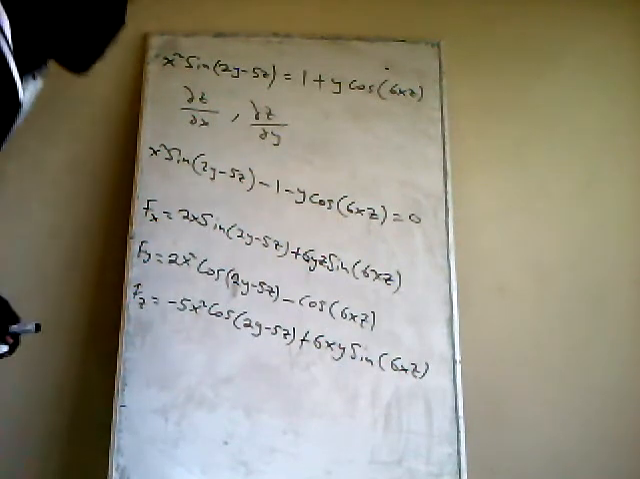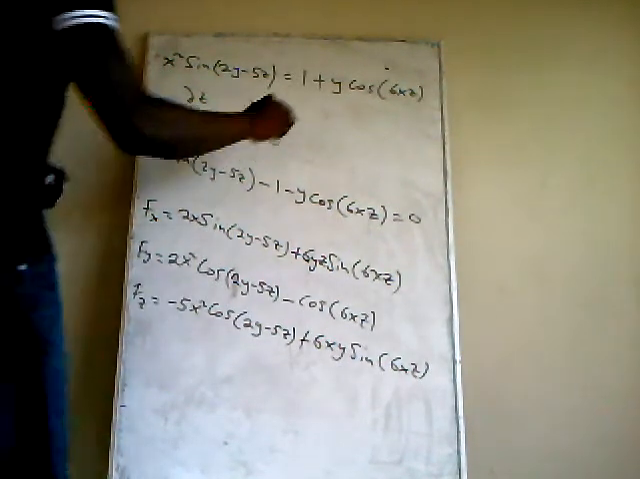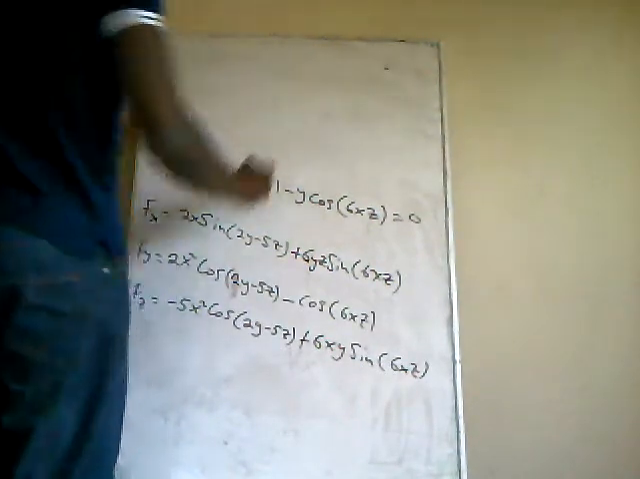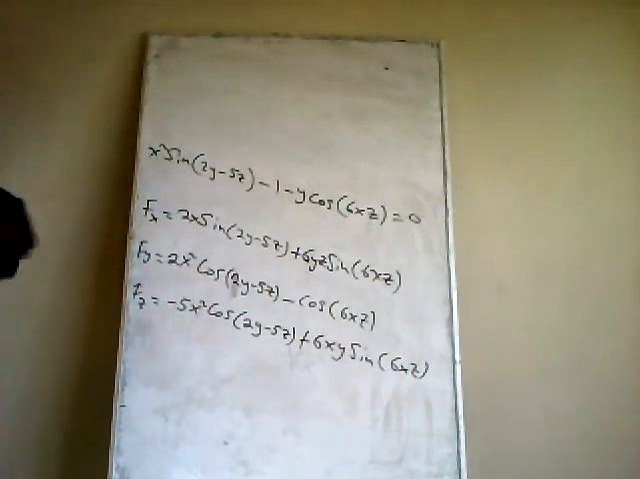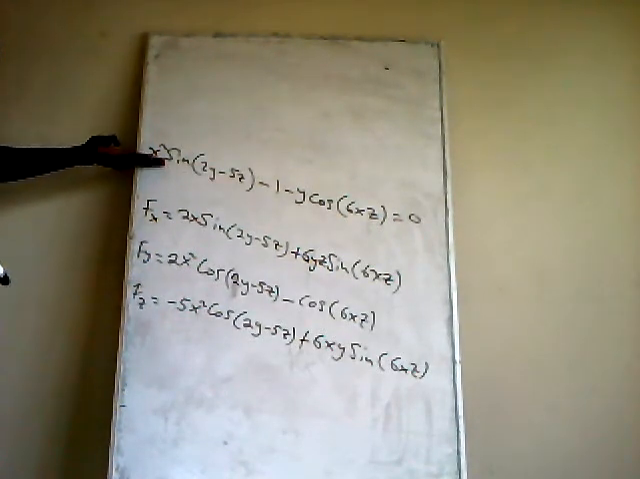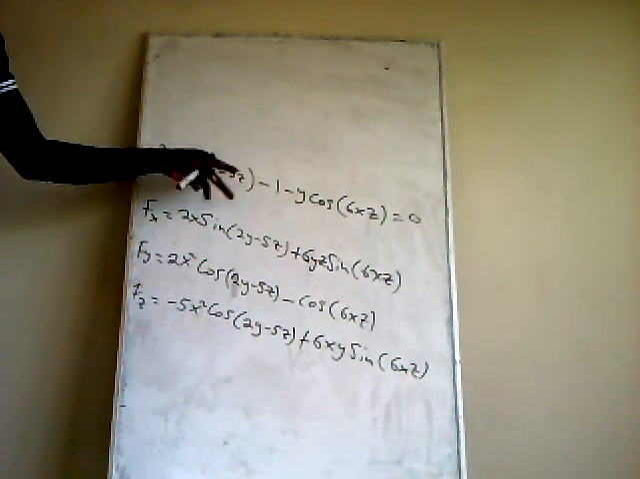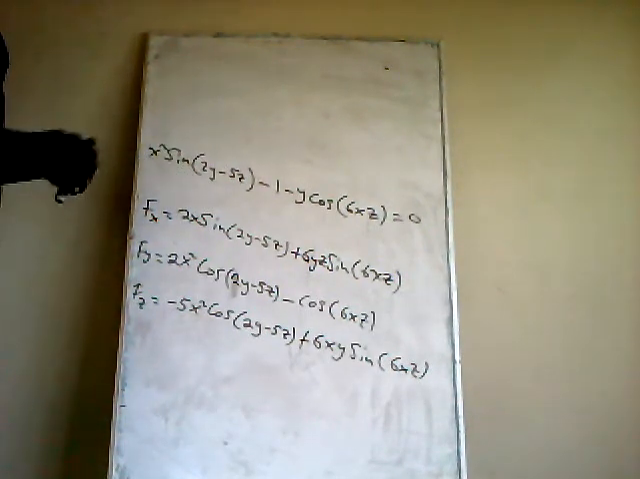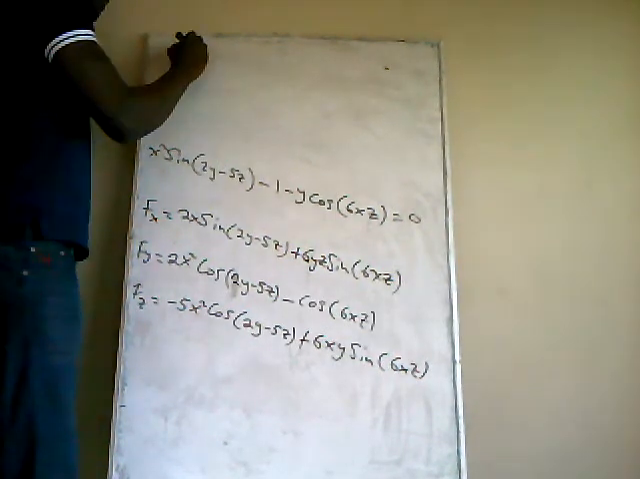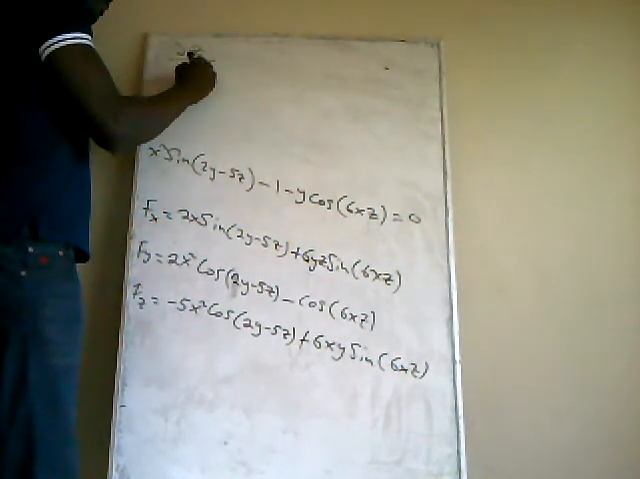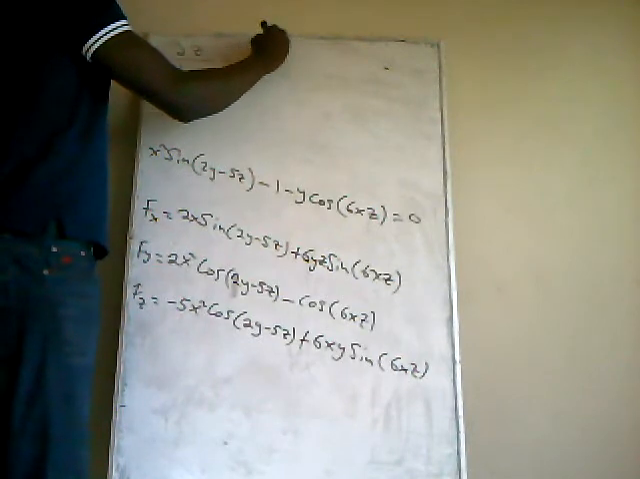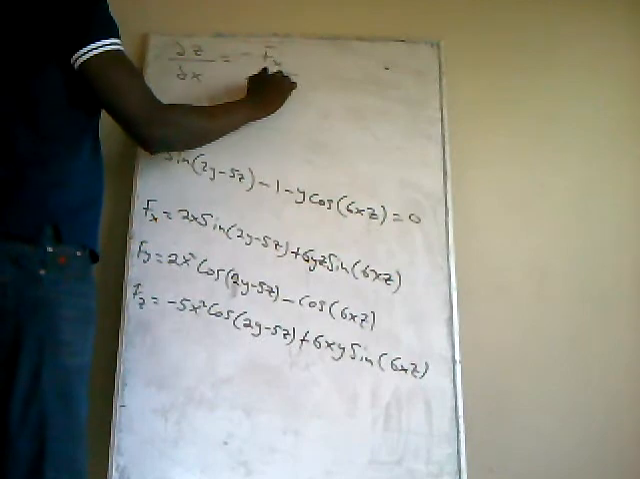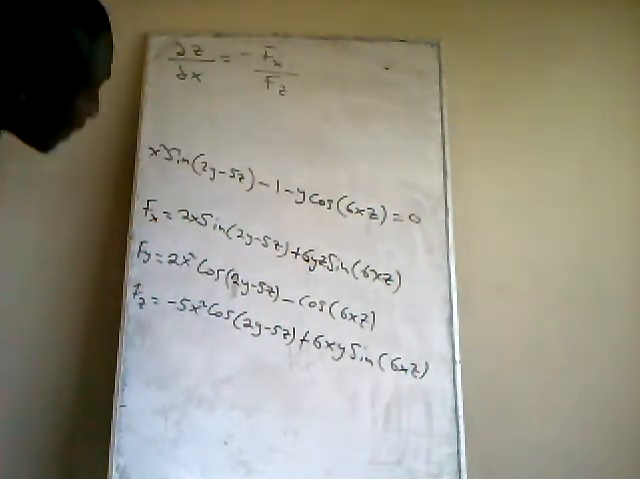I can clean the question now. Remember, the theorem says that if a function is written implicitly, like here, even though z is a function of x and y, it is part of the function. So then our del z, del x is just minus fx over fz. So we just divide to get that, right?